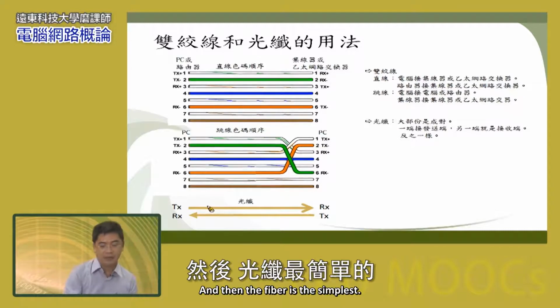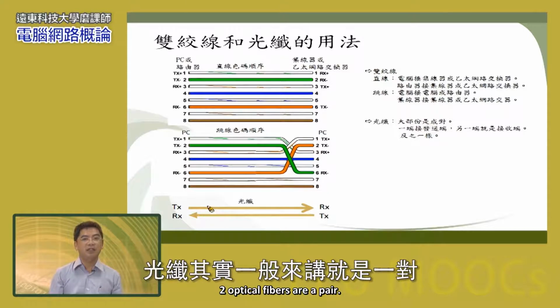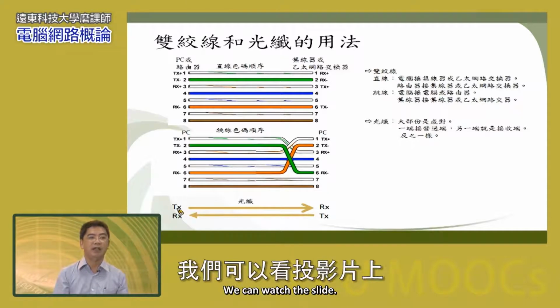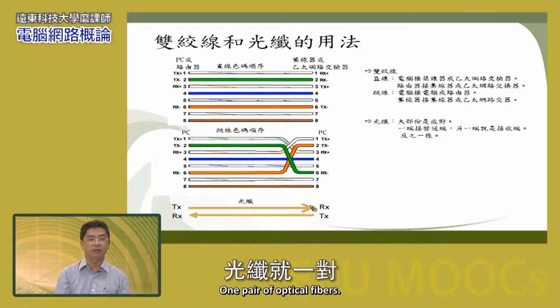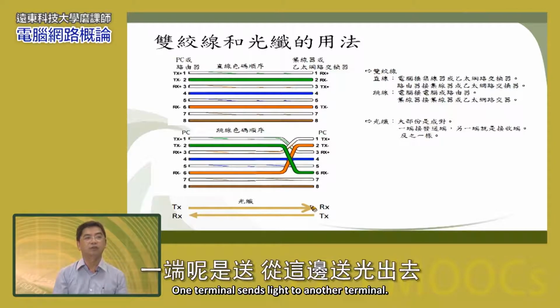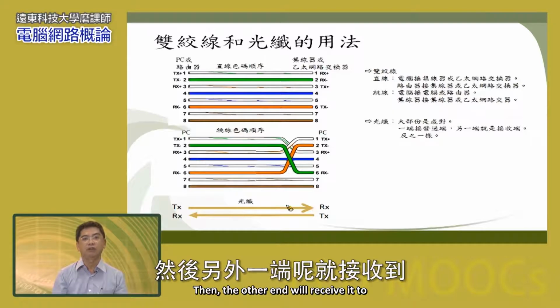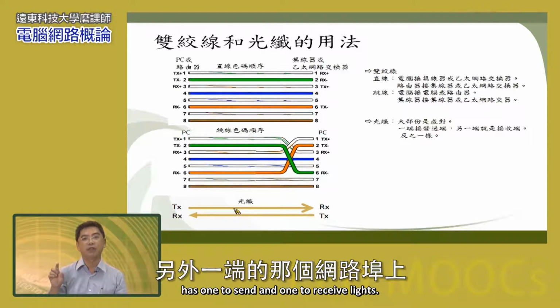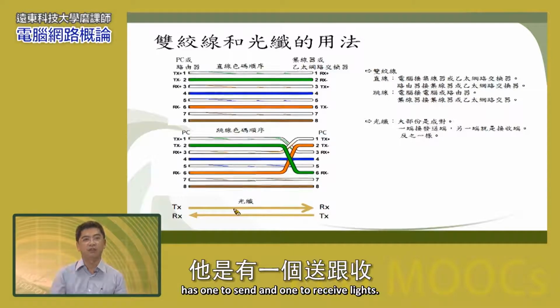And then the fiber is the simplest. 2 optical fibers are a pair. We can watch the slide. 1 pair of optical fibers. 1 terminal sends light to another terminal. Then the other end will receive it on another port. One to send and one to receive light.